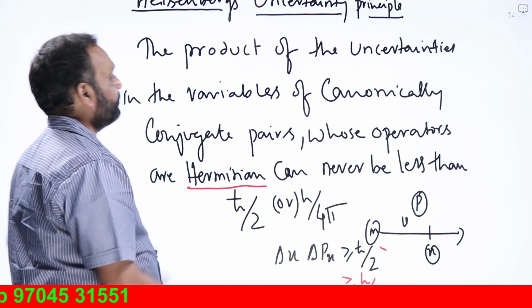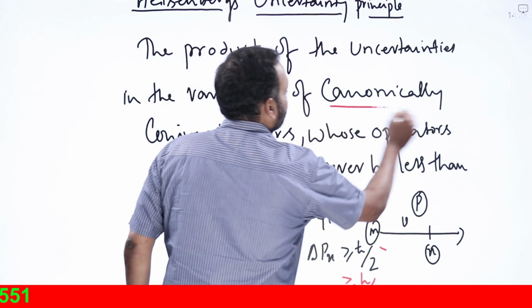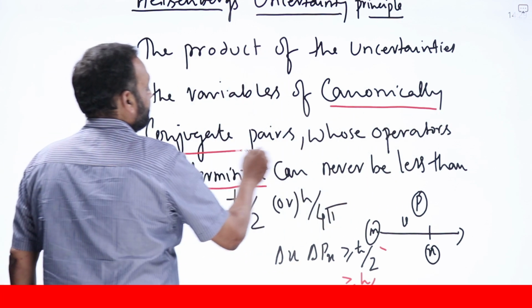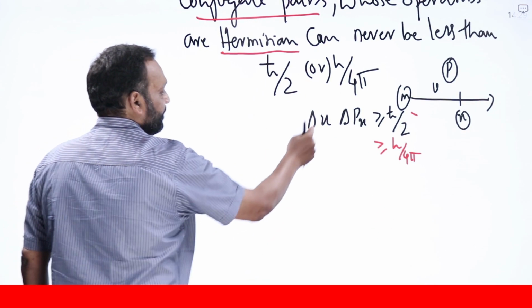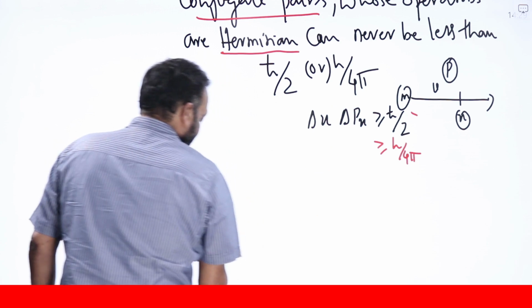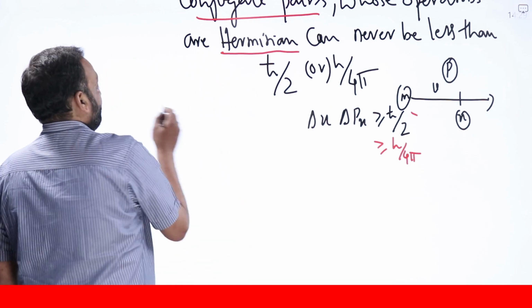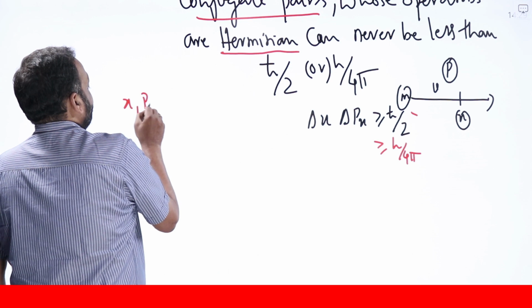Now, what are those canonically conjugate pairs? The uncertainty principle is not only related with x and px, but the canonically conjugate pairs are x comma px, I will write.